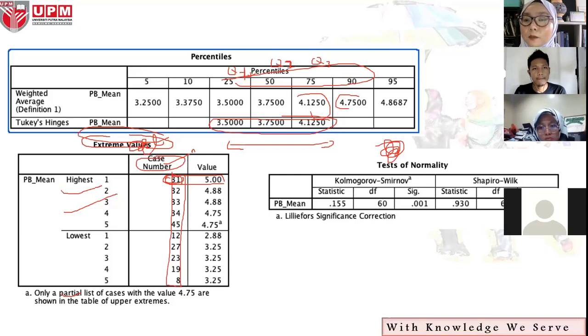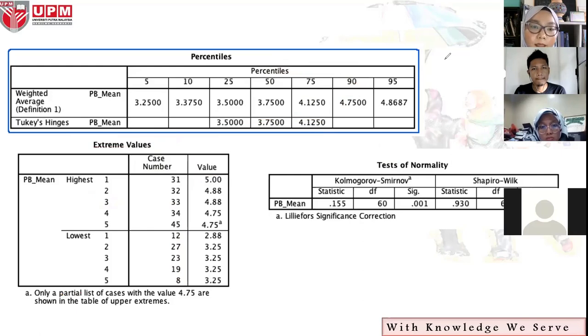Okay, so next one is test of normality. As what I indicated earlier, other than skewness and kurtosis, we can check the normality based on Kolmogorov-Smirnov and Shapiro-Wilk. Okay, so this is the test that we can use for normality. Okay, so the cut-off point that we use is apa dia? What is the cut-off point?